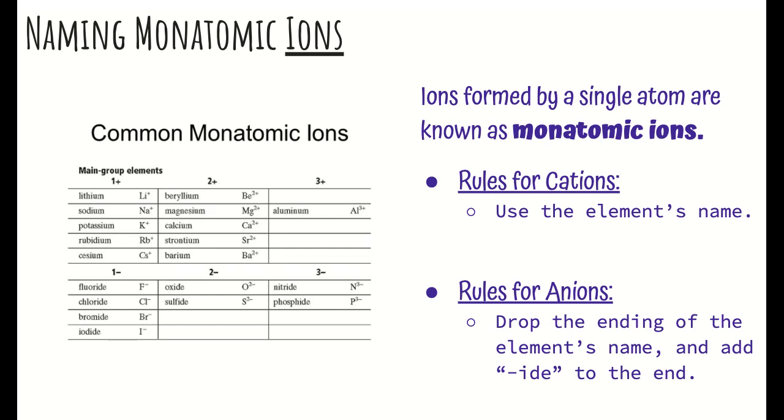If you look at the chart here on the left, the ones on the top are all positive, so they're all cations. These are the same element names you would find on the periodic table. The ones on the bottom are all going to be anions, and they have all dropped the endings and substituted in the IDE for that.